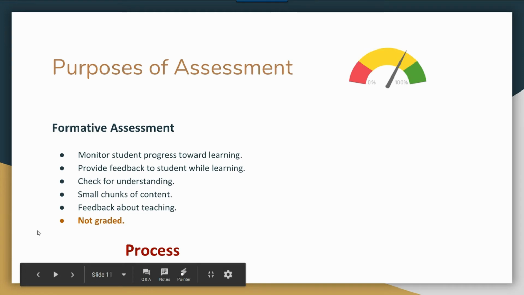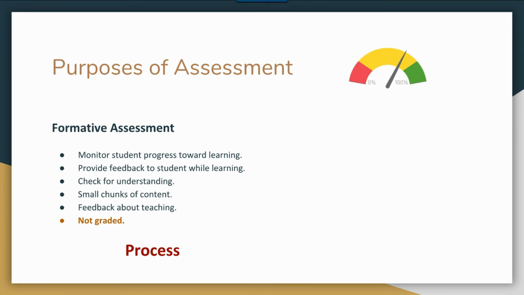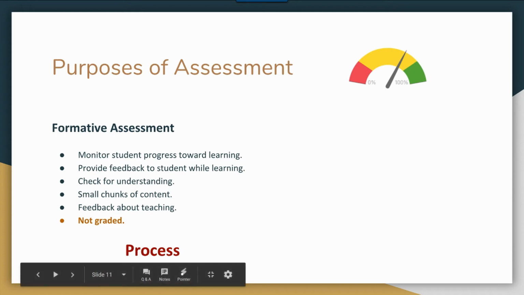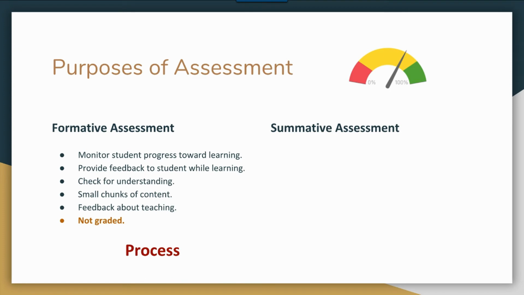What we're looking at in formative assessment is the process. Are they engaged in the process of learning? The other purpose of assessment is summative assessment. And this is traditionally where we go as teachers. We tend not to do this, well, we do it, but we think it's over there.